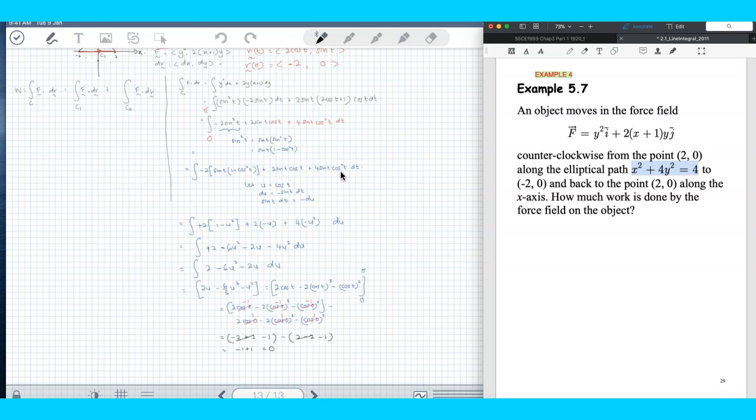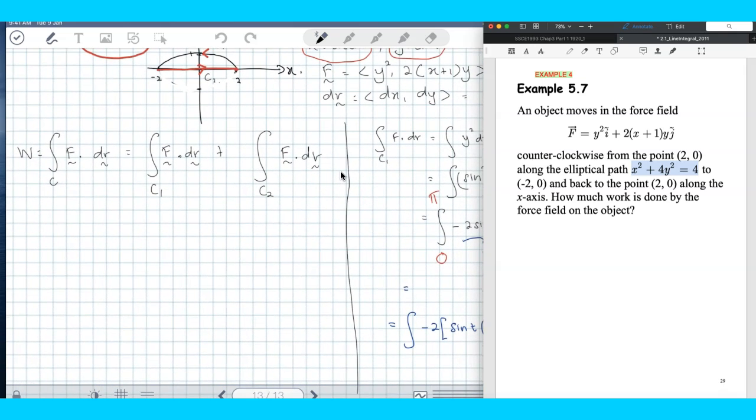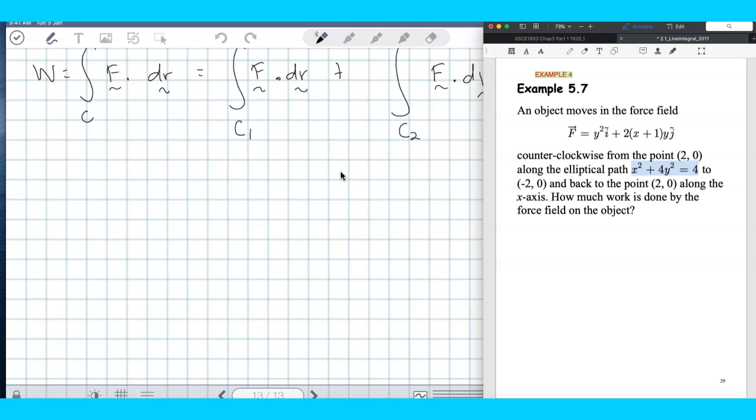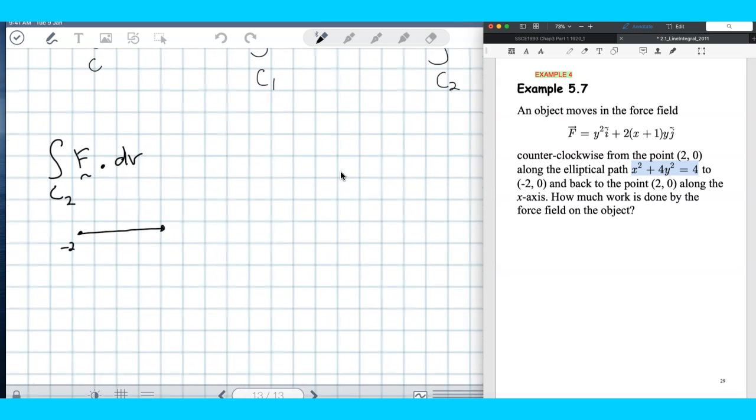Okay, and then C2. Now we work on C2. C2 is just a line segment, so now we work on this C2, f dot dr, C2. We have sketched just now, right, from minus 2, 0 to 2, 0. So meaning that the only changing is x. y does not change.